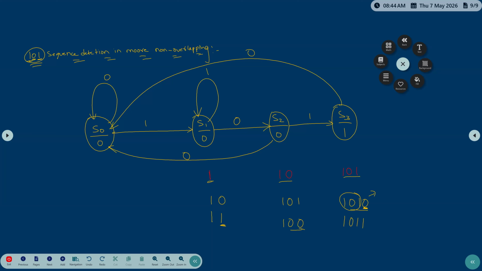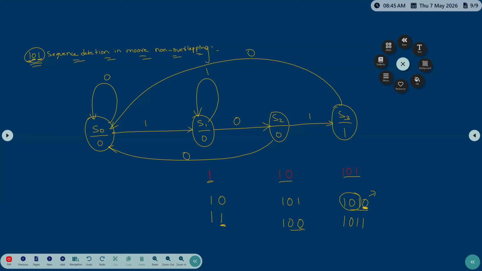In the overlapping case, you will check 3 3, 2 2 like that. But in this Mealy machine non-overlapping case, you will check only the last bit. I will give that summary, don't worry, you will get that summary. So this last bit you will check. Last bit means one bit, right? One bit stored here only, right? So you will check with this one; it is not matching. So then you will go to the S0 state.